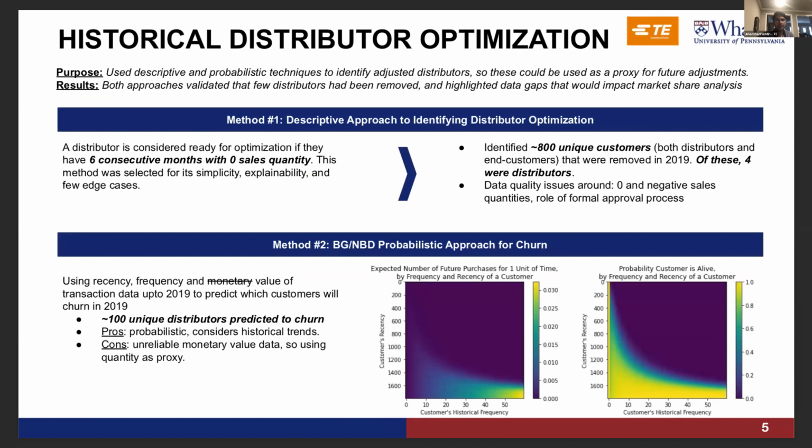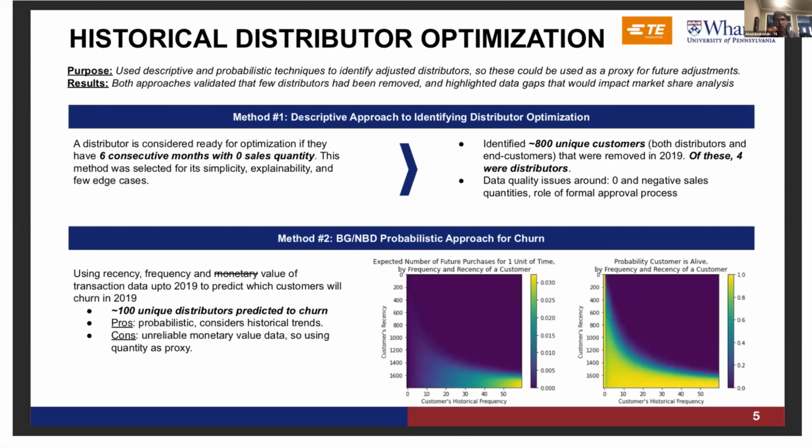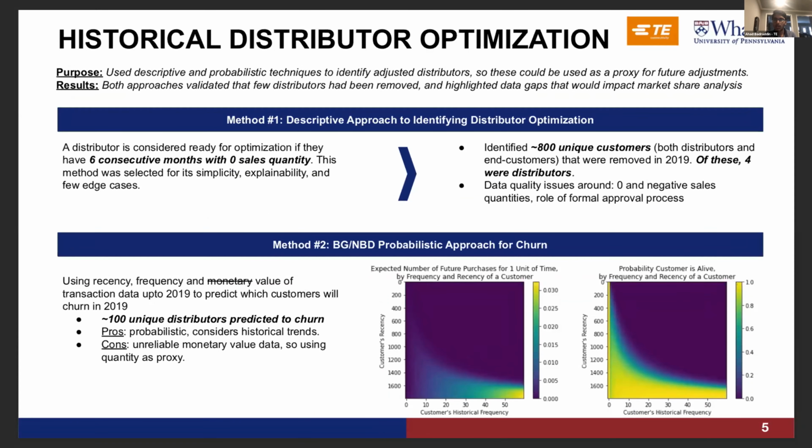Yeah, hi guys. So our first method to get an approach of figuring out what the historical optimized distributors were was basically to sort through the data and figure out 6 consecutive months with 0 sales quantities. And so the distributors that met that requirement were considered to be optimized. And after running that, we identified around 800 unique customers. And in TE's data, customers include distributors and end customers that TE sells directly to.